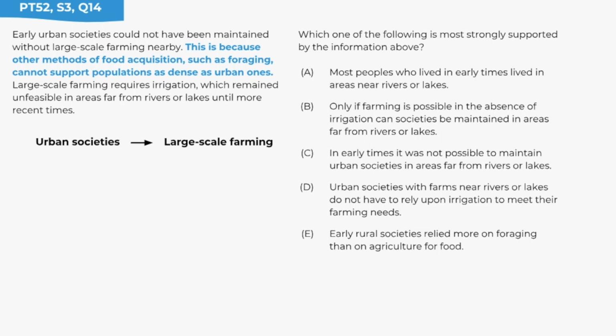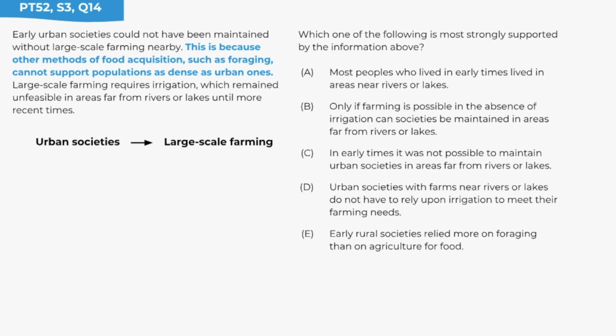So the second statement tells us this is because other methods of food acquisition, such as foraging, cannot support populations as dense as urban ones. And the important words there are this is because. So this is because is telling us that the second sentence here is telling us why that first sentence is true. And on inference questions, we don't really care why something is the case. We just care that it is true. So this is simply fluff that's kind of trying to distract you from the key ideas and from helping you see how the key ideas connect together.